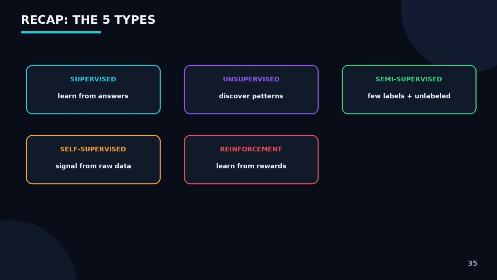So let's recap. Supervised learning learns from labeled examples. Unsupervised learning discovers patterns without explicit labels. Semi-supervised learning combines labeled and unlabeled data. Self-supervised learning generates a learning signal from the data itself. And reinforcement learning learns through actions, feedback, rewards, and penalties.